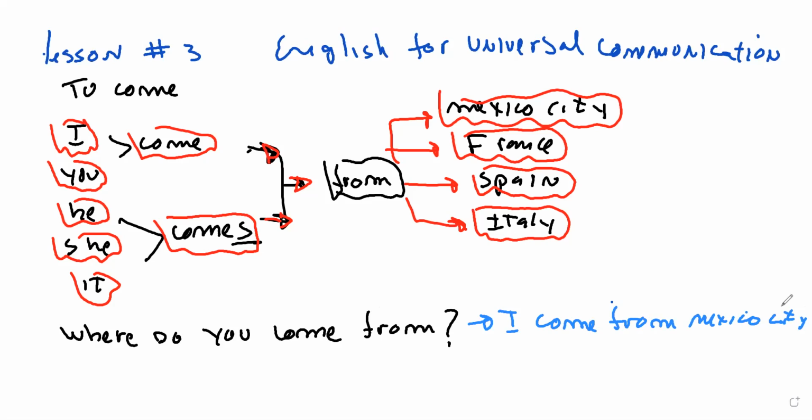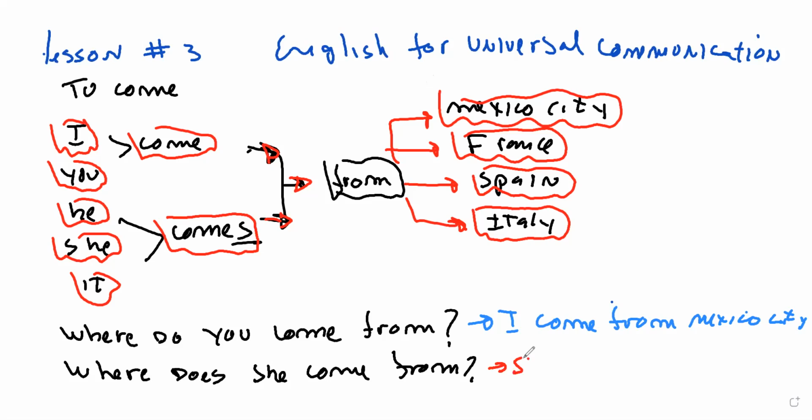Let's do another one. Where does she come from? ¿De dónde viene ella? And you can say, well, she comes from Spain. Ella viene de España.